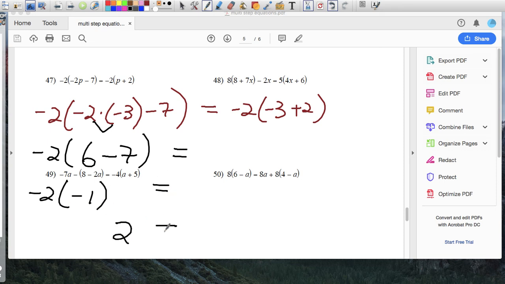Let's do the other side. Hopefully it equals 2. This stays out for a little bit. -3 plus 2 is -1, because there's more negatives, right? Multiply negative times a negative gives me 2. 2 times 1 is 2, and you know that equals the other side.